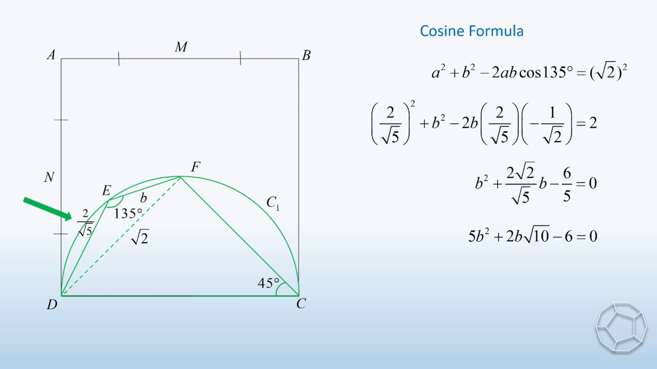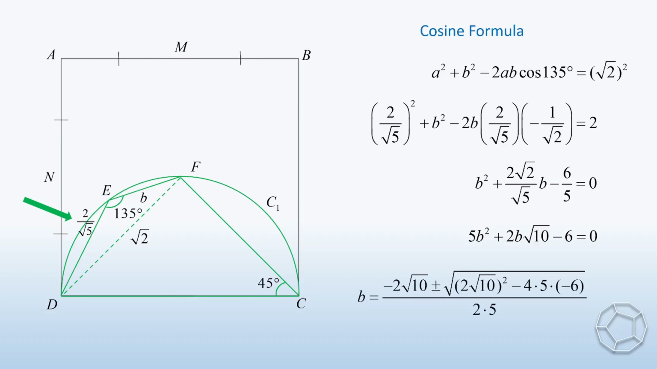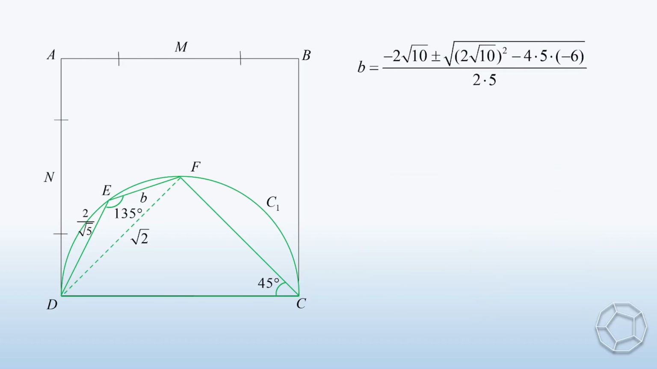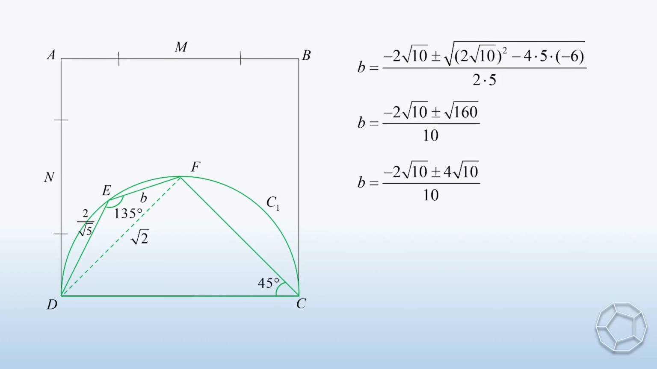However, we can apply the quadratic formula to solve for the exact value of b. Let's simplify the expression. The square root of the discriminant is square root of 160, which is equal to 4 times square root 10. Therefore, b is equal to 2 times square root 10 over 10, or negative 6 times square root 10 over 10, which is clearly rejected. So b is equal to square root 10 over 5.